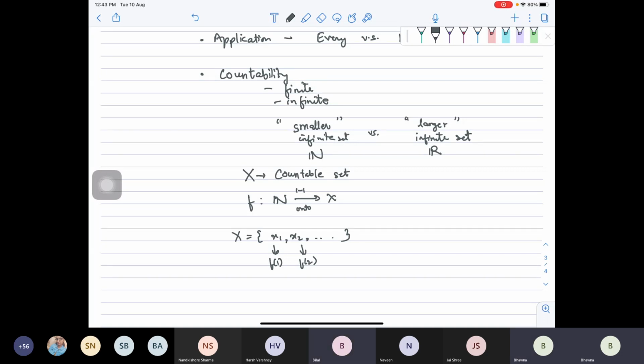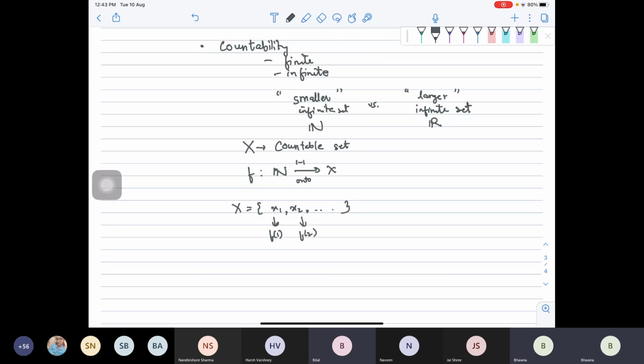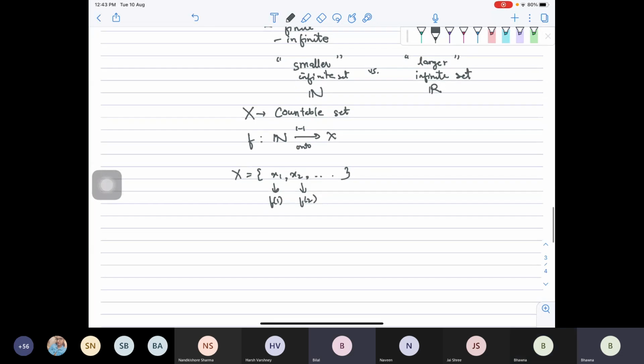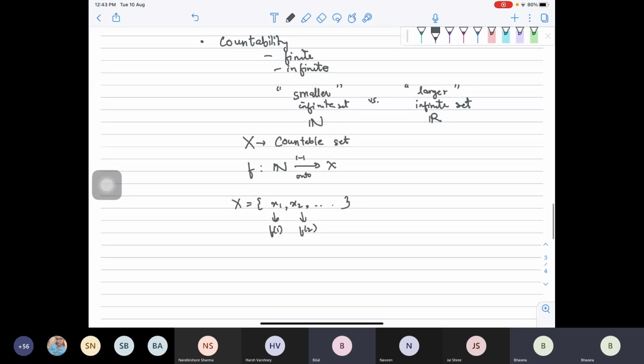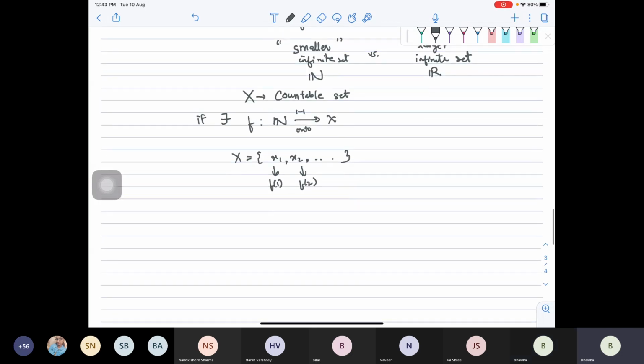Ma'am, is the set of integers countable or uncountable? Yes, it is countable. Ma'am, then according to this, the natural numbers mapping should not be one-one and onto, because the natural numbers would become smaller. That's very bad. We will call X a countable set if there exists some function which is one-one and onto.